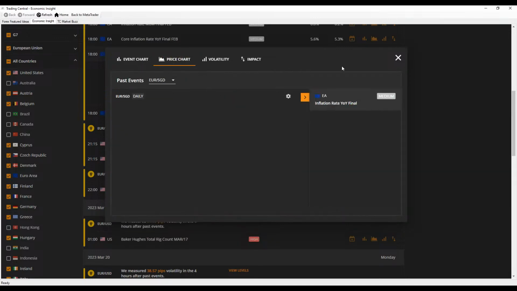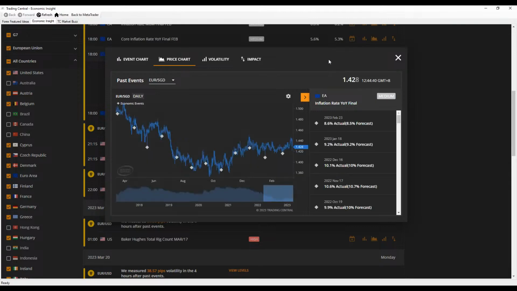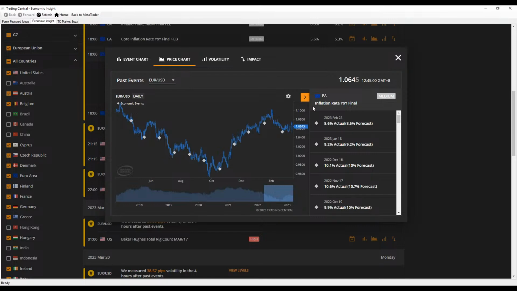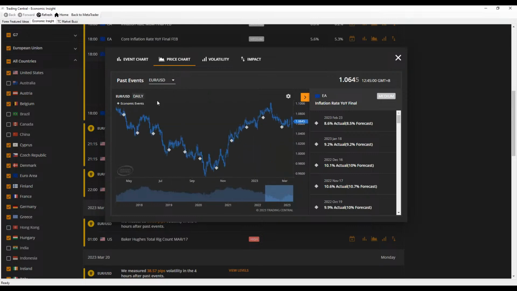So the next one would be a price chart. What you're looking at here is the impact of this particular economic event on a currency pair. So we go with the popular euro dollar. This is a price chart of euro dollar, and each of these diamonds that you see here represents the release of this economic event. So you can just look back and see at one glance.